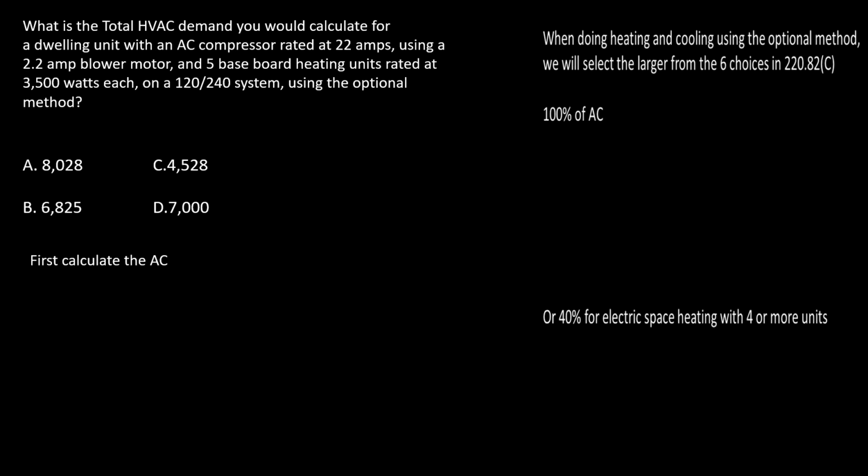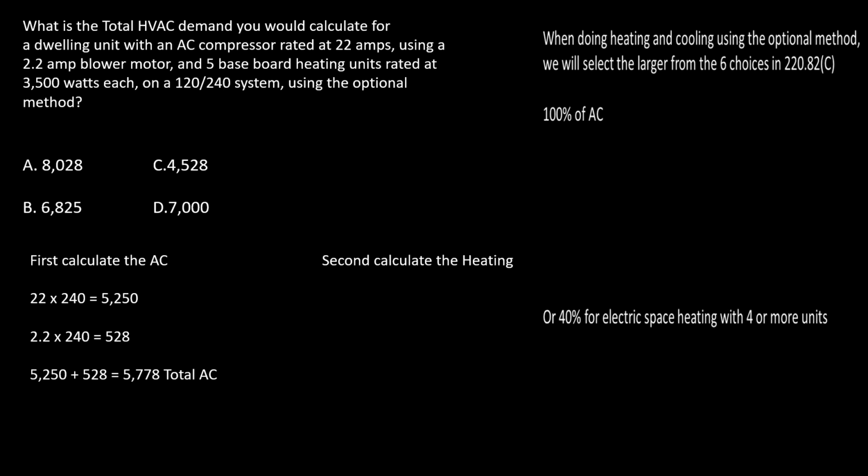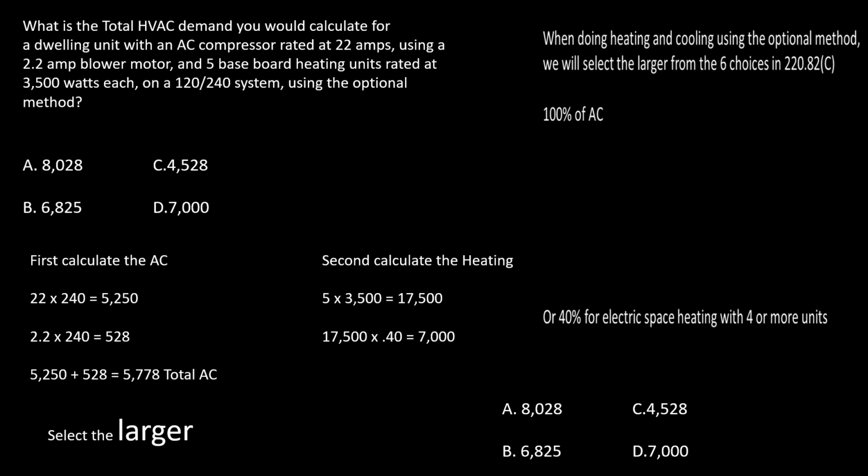So first we're going to calculate the AC. We're going to break that down just like we did in the previous examples, and we are going to calculate the heat. Now we take 5 and multiply that by 3,500, and that's going to give us 17,500. Now we're going to take that and apply the 40% demand factor. So we take the 17.5 multiplied by 0.40, and that's going to give us 7,000 VAs. Now we're going to select the larger, and we are going to select D.